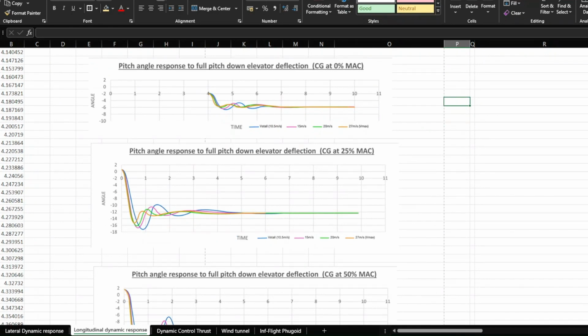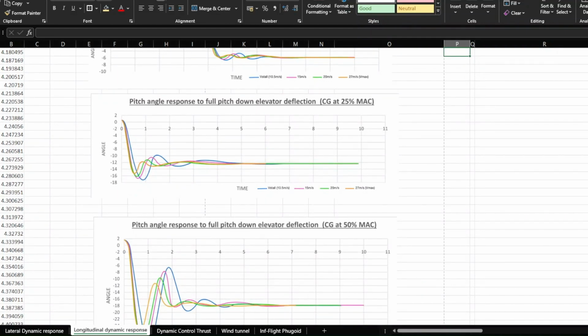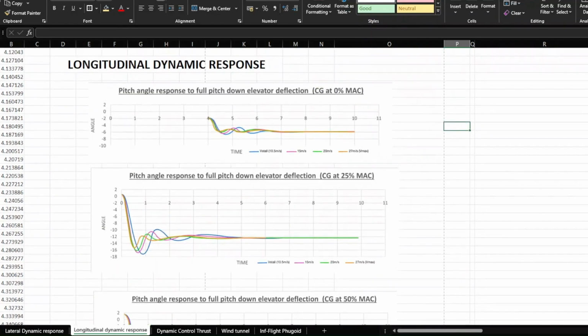The Albatross was tested for pitch response across 3 different CG locations, 0%, 25% and 50% of the mean aerodynamic chord, at 4 different wind speeds to replicate free stream velocity. This was at a max velocity of 27.7 meters per second, a stall velocity of 10.5 meters per second, and 2 velocities in between. The graph showed that as the airspeed increases, the elevator response is more rapid. The short period response reduces in magnitude with a higher damping ratio and frequency.